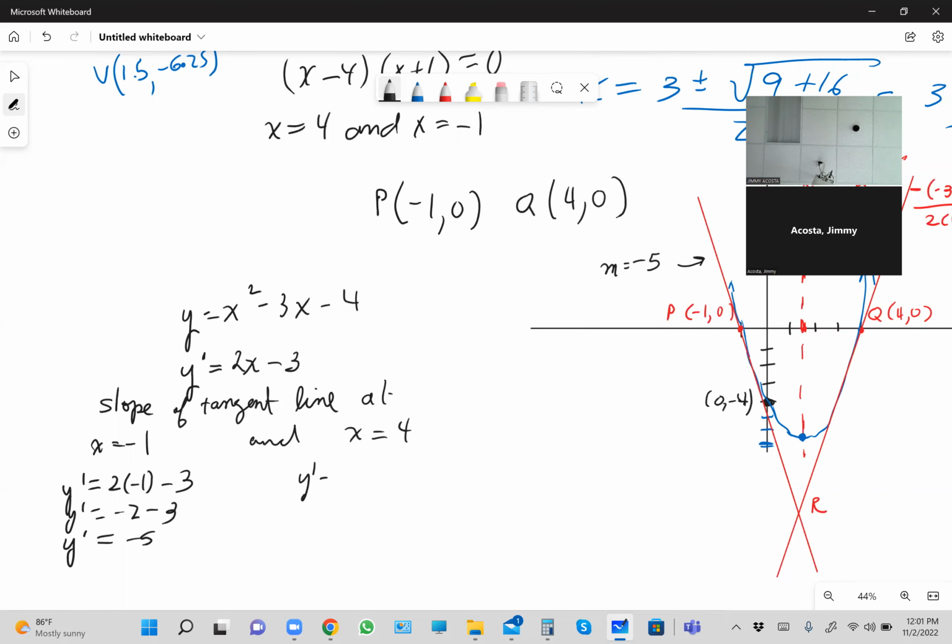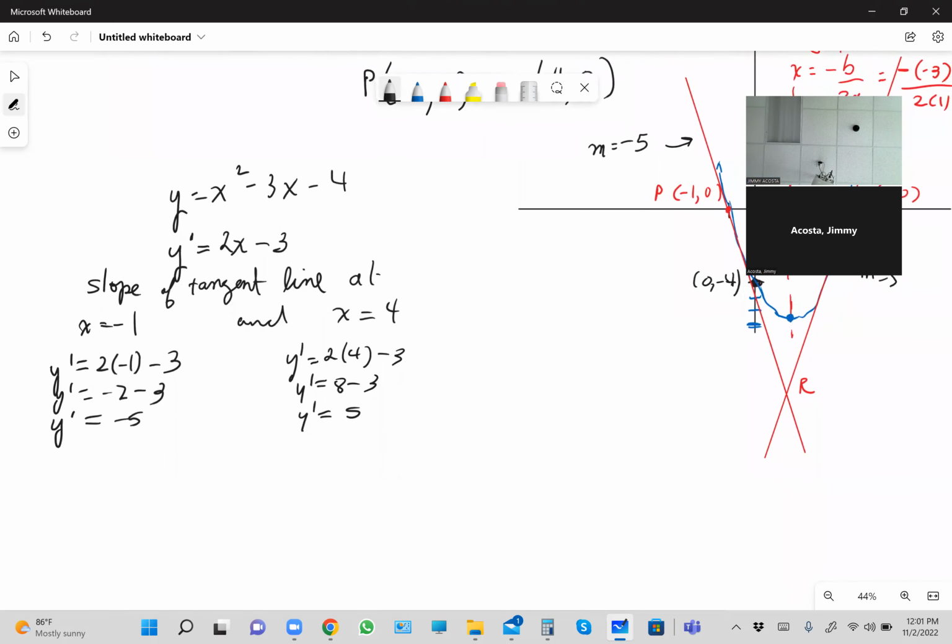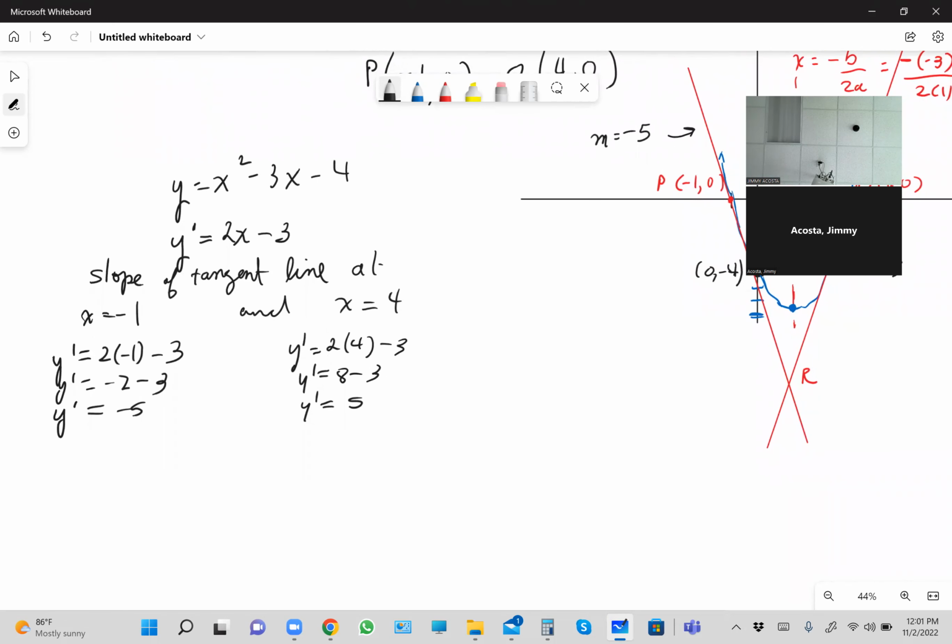So now let's do the other side. Y prime equals 2 times 4 minus 3. So that's y prime equals 8 minus 3. Y prime equals 5. So what's the slope of this other line? 5. Now, do we have the slope? Do we have a point? We have both things. So can you form lines with this?